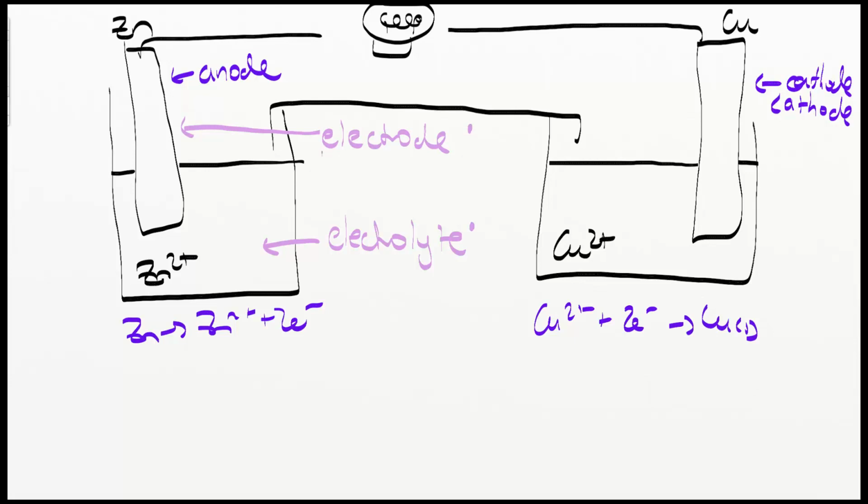An electrode is simply a medium between the solid state and a liquid state, right? So we see that this block here is supposed to be a metal, and this solution here is supposed to be a liquid. So an electrode is a medium that allows the conduction of electricity between the solid state and the liquid state.